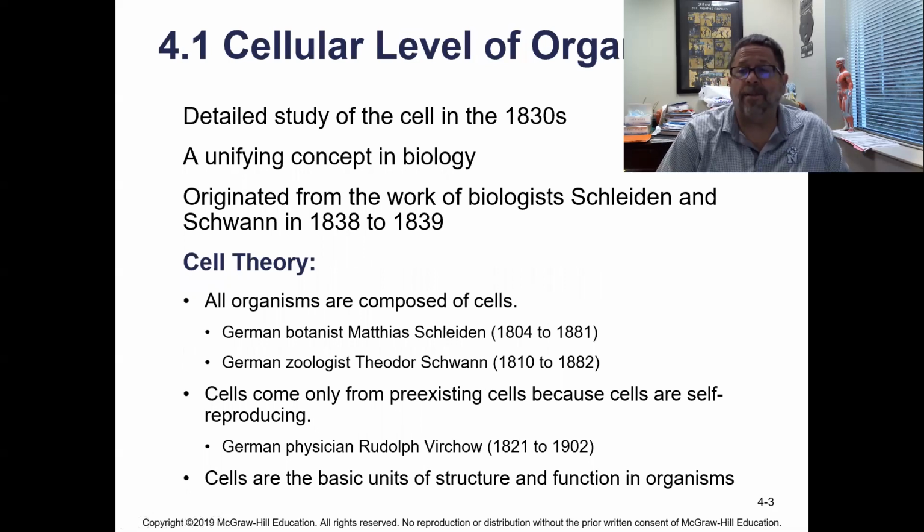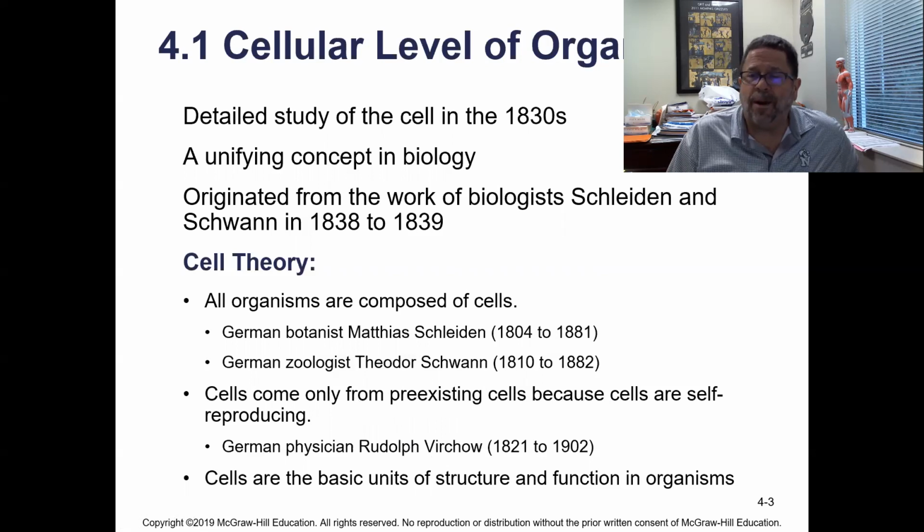The first question on the review sheet was the cell theory. We've been looking at the microscopic world heavily since the 1700s, but in the early 1830s they started looking at the cell and came up with a unifying concept, the cell theory, with Schwann and a couple of others. These are the guys that did it. This is the theory: all organisms are composed of cells, cells come only from pre-existing cells because cells are self-reproducing, and they are the basic unit of structure and function for all organisms on Earth. That's a pretty cool concept. That's the cell theory, and we believe that now.